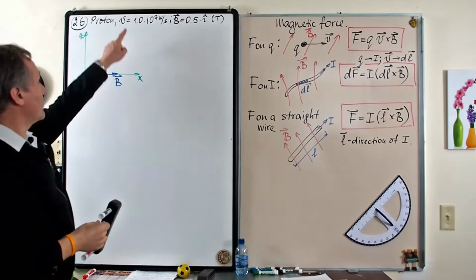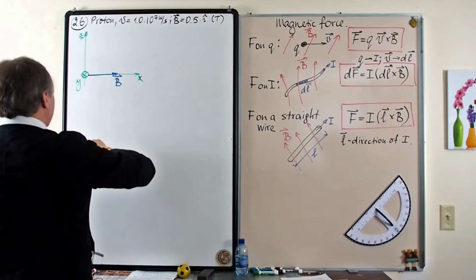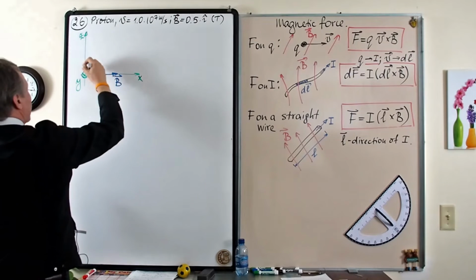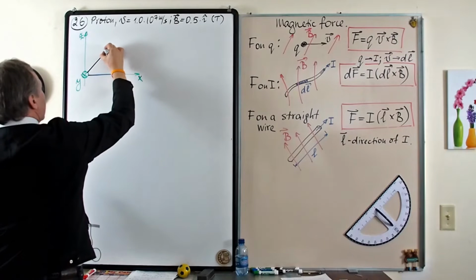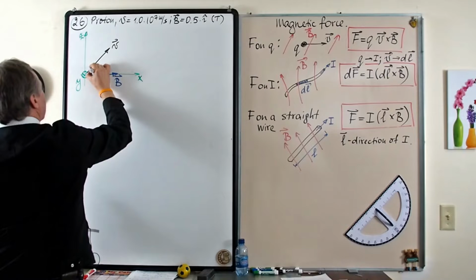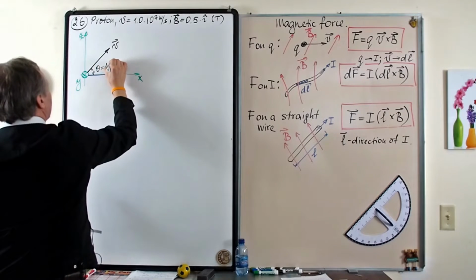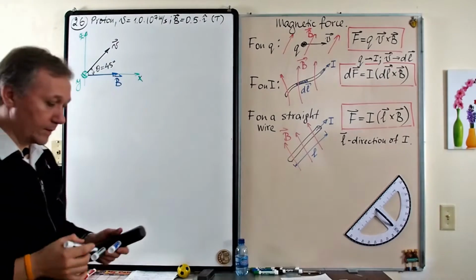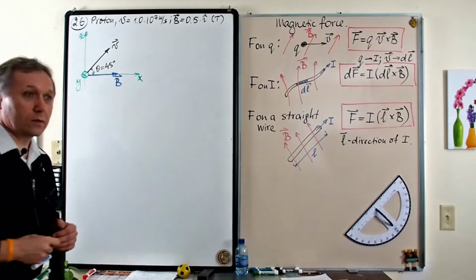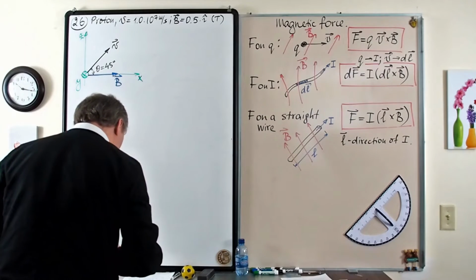Then this proton flies in a given direction. It flies in the xz plane at 45 degrees. So that's the velocity, and this angle is theta equals 45 degrees. That's what is given, and we just need to find the value of the force.